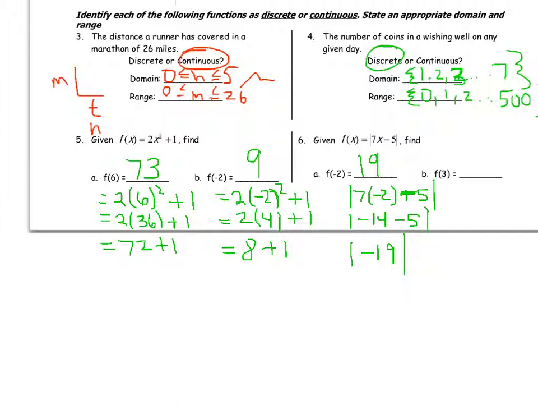On B, now we're plugging in 3, so the absolute value of 7 times 3 minus 5. This is the absolute value of 21 minus 5. 21 minus 5 is 16. The absolute value of 16, or how far 16 is away from 0, it's 16 units away, so our answer is just 16.